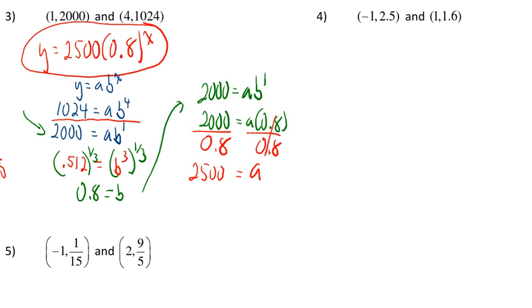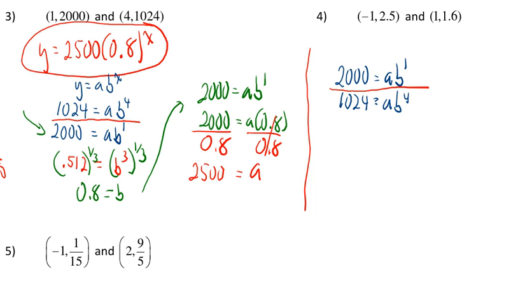2,000 equals a times b to the first is on top. 1,024 equals a times b to the fourth is on the bottom. All right, so 2,000 divided by 1,024 gives you 1.953125. If you hit math, enter, it will give you 125 over 64.